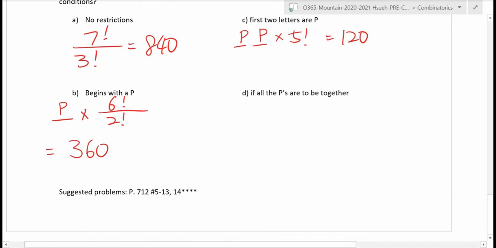Okay, part D, if all p's are to be put together. So what you need to do is treat the 3 p's as a big P. What I mean by that is you treat them like one block of p's, and then you have the O, I, E, and S.